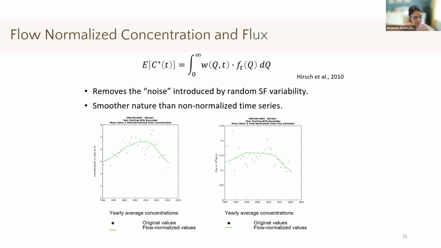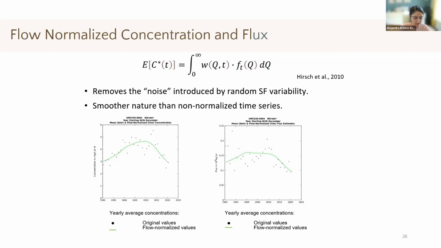And after we have the continuous time series of concentration, we conducted a flow normalization of the concentration and the flux too. So what it does is remove the random noise of the flow that is introduced to our concentration and flux estimations. And it means that, well, it's the expected value of the concentration for every single time, and it's computed as the sum of estimated concentrations for every single day during our trend period, using all the flow that could occur for that day in the year. And it's multiplied by the probability of that flow occurring. And that probability is computed using the time series of flow that we are providing to the model.